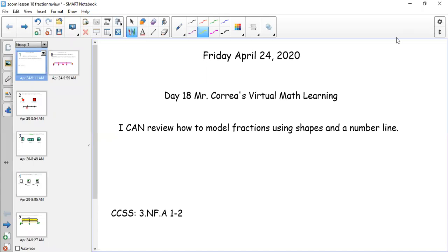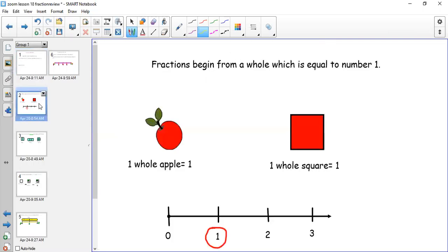Correa's Math Virtual Learning. Today, scholars, we're going to just review how to model fractions using shapes and number line. Okay, so this week we learned that fractions begin from a whole which is equal to the number 1. And when you think of your wholes, you can think of either a whole apple or a whole square, which represents one whole.